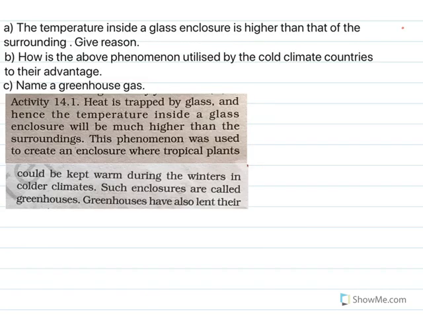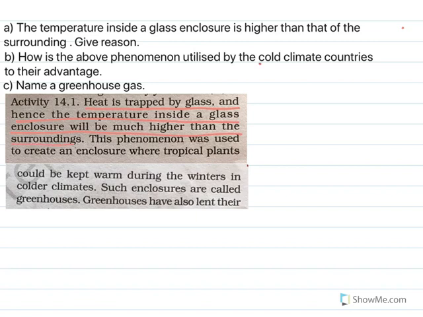The temperature inside a glass enclosure is higher than that of the surrounding. Give reason. Heat is trapped by the glass, and hence the temperature inside a glass enclosure will be much higher than the surrounding.